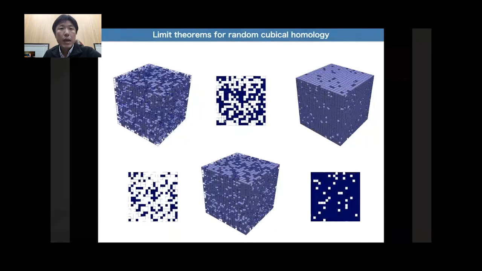All right, so from now on, let me explain several results about limit theorems in persistent homology. For the sake of simplicity, I focus on the cubical setting today. Recall that our main interest is to study rare events like non-interval indecomposables. And for that purpose, I will explain several limit theorems such as the law of large numbers and the large deviation principle in this part.